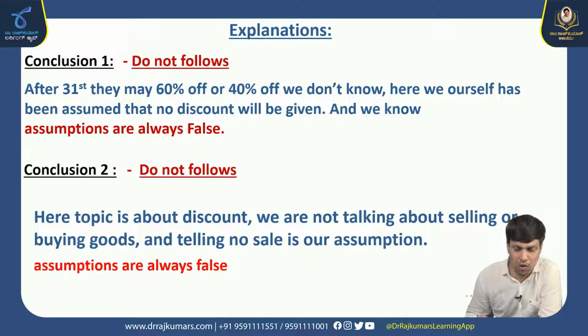Conclusion 1 does not follow. After 31st, they may give 60% or 40%. We don't know whether they will give a discount or no discounts. Here it has been assumed that after 31st January there will be no discount sessions, which is absolutely false. As we know, we don't have provision for assuming. So conclusion 1 is not following the statement because of assumptions.